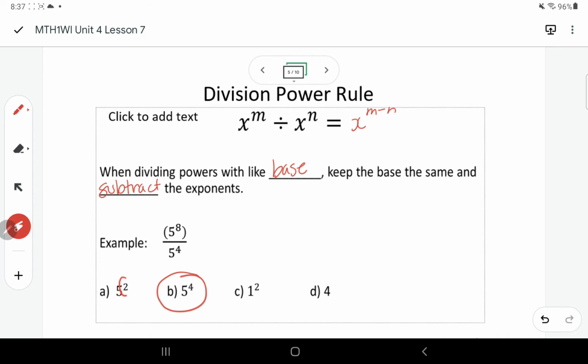Again, common errors here. I think they divided the exponents for the mistake they made in A, and I think they maybe divided out 5 divided by 5 to get 1 for C. So some common mistakes that people might make.